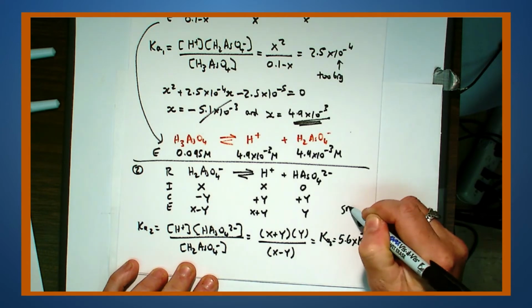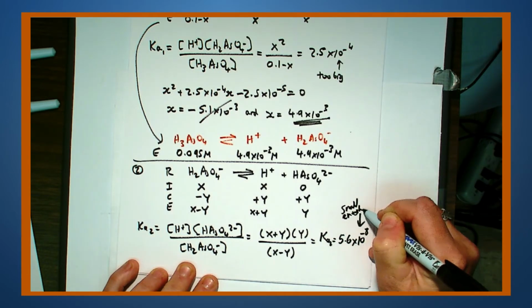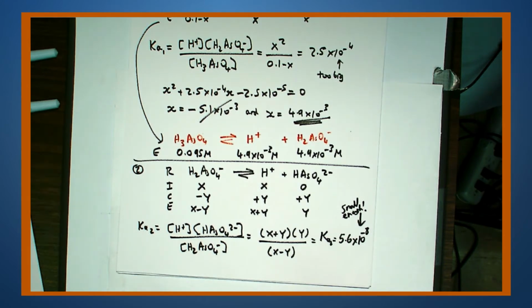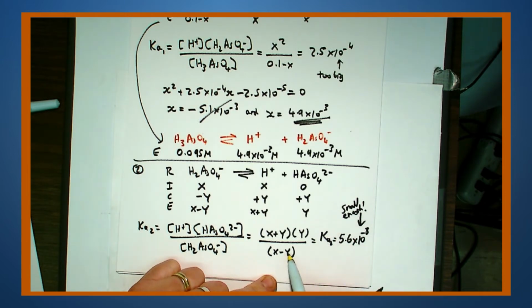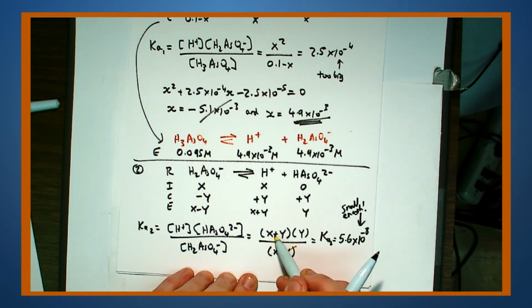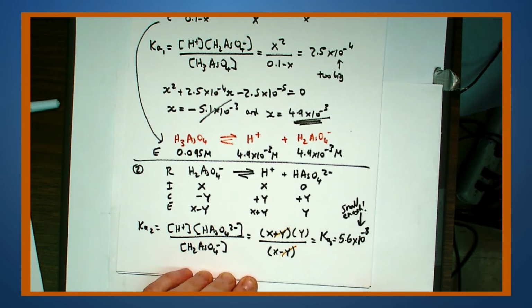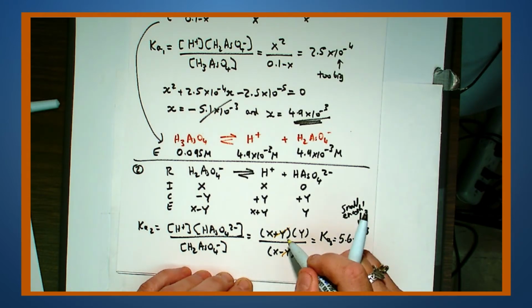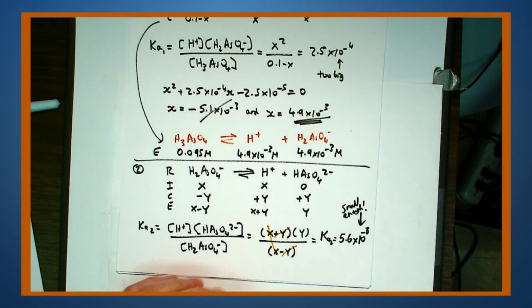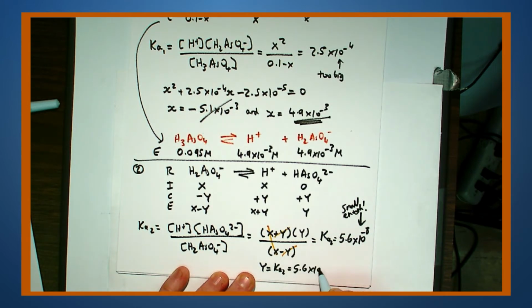This is small enough. So guess what? We don't have to do any more quadratics. But it's a little bit different than before. Whereas before we would have said, well, this is small, so we think that Y is going to be really small, so we're just going to ignore Y. Well, that's true. But if you're doing X minus Y and ignoring Y, well, then you can do X plus Y and ignore Y, can't you? Now you see what happens? Now you've got X times Y over X. So then you can say, well, if I can do that, then I can do this. In which case, look what you get. Y equals Ka2 equals 5.6 times 10 to the minus 8.